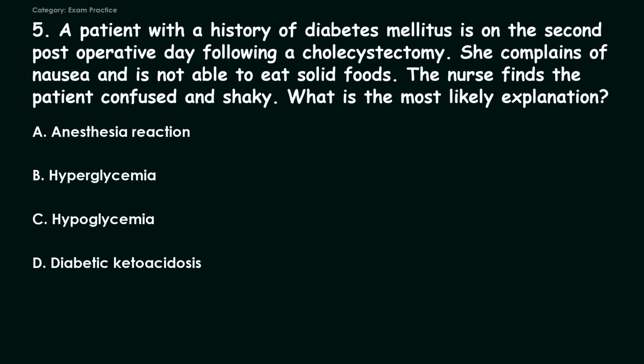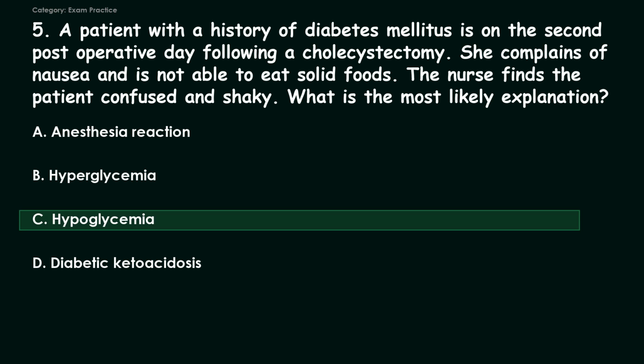Question 5. A patient with a history of diabetes mellitus is on the second post-operative day following a cholecystectomy. She complains of nausea and is not able to eat solid foods. The nurse finds the patient confused and shaky. What is the most likely explanation? Option A. Anesthesia reaction. Option B. Hyperglycemia. Option C. Hypoglycemia. Option D. Diabetic ketoacidosis. The correct answer is option C.